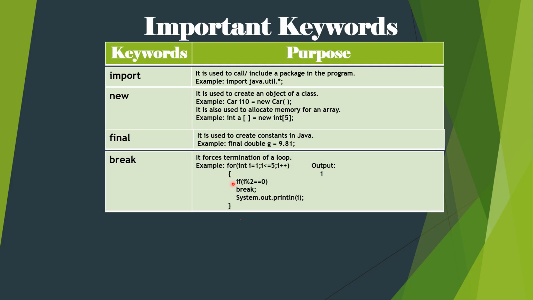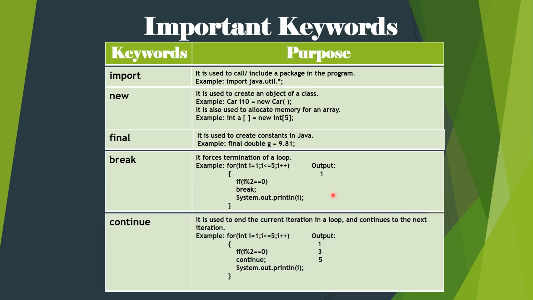Break. It forces termination of a loop. For example, for (int i = 1; i <= 5; i++) { if (i % 2 == 0) break; System.out.println(i); }. If this is the code, this will produce only one output. Why? Because when the value of i is 2, you can see here break is written. That means if the condition is true, immediately it will force the termination of the loop and the program control will go out of the loop. So this code will produce only one single output, that is 1. Break can be used in the switch also to prevent fall through.